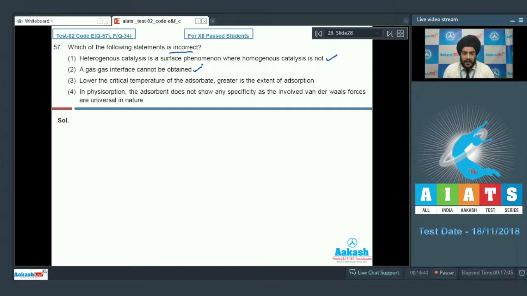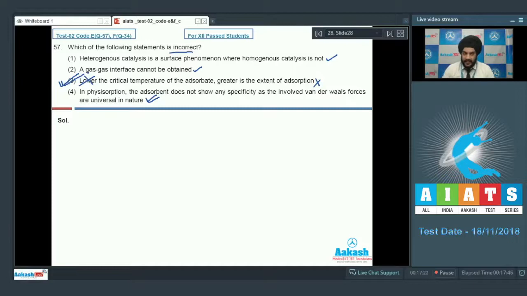Let us look at the third option now. Lower the critical temperature of the adsorbate, greater is the extent of adsorption. This statement is incorrect, students. Species having greater critical temperatures are adsorbed to a greater extent. So option 3 is incorrect. Let us look at option 4 now. In physisorption, the adsorbent does not show any specificity as the van der Waals forces involved are universal in nature. This statement is also correct. So we have to mark the incorrect statement, and the correct answer for question number 57 is option 3.